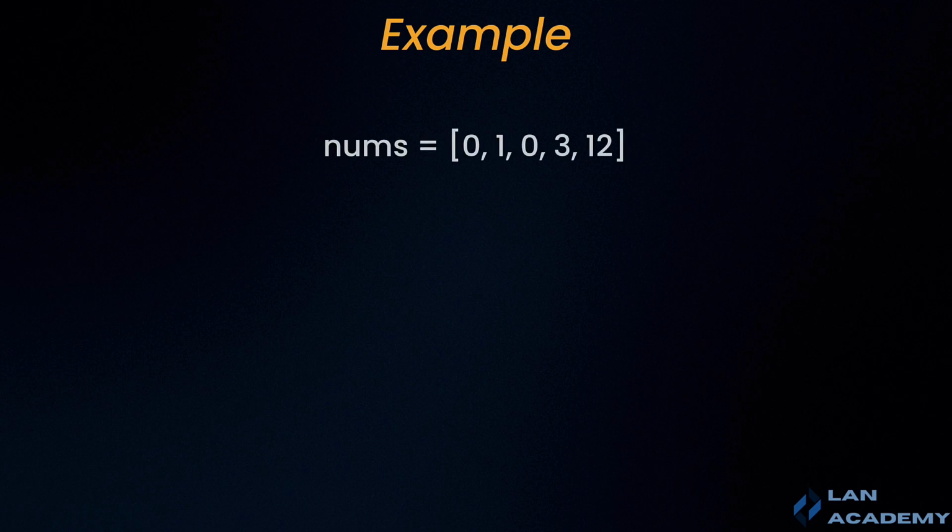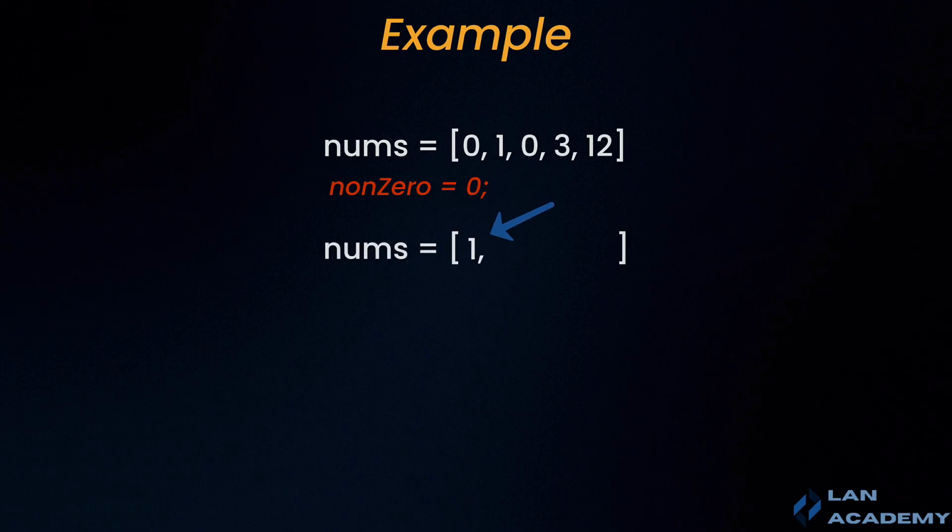To better comprehend the idea, let's consider an example where the array nums equals [0, 1, 0, 3, 12]. Initially, nonZero equals 0. At i equals 1, nums[1] equals 1, which is non-zero, so I move nums[1] to nums[0] and increment nonZero to 1. At i equals 3, nums[3] equals 3, non-zero, so I move nums[3] to nums[1] and increment nonZero to 2.